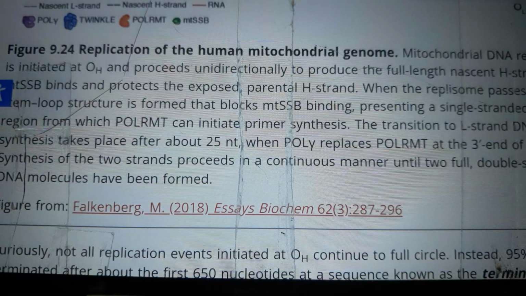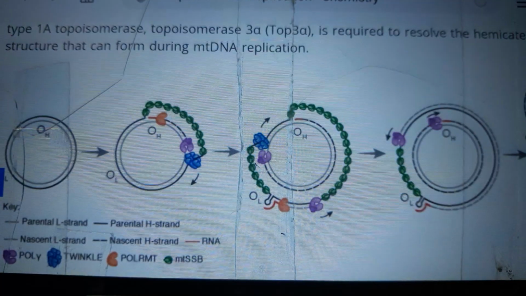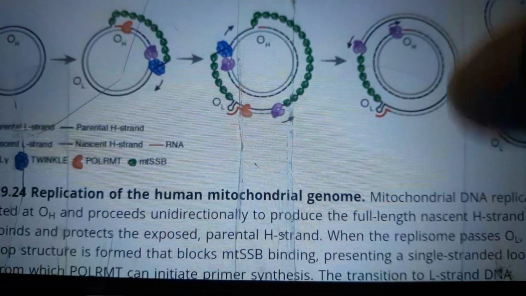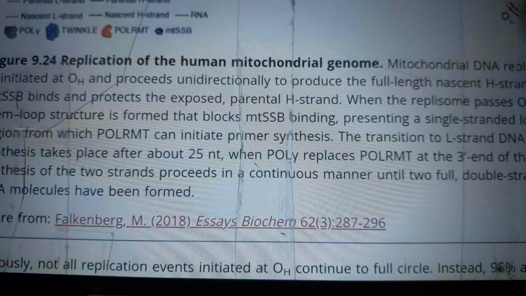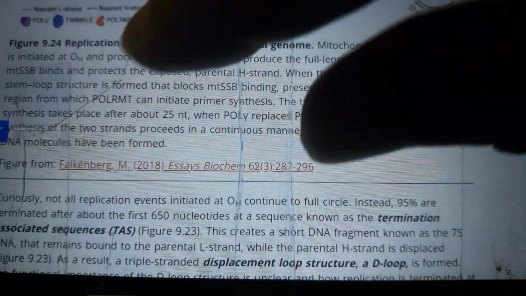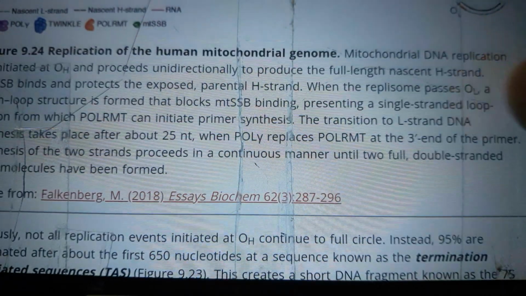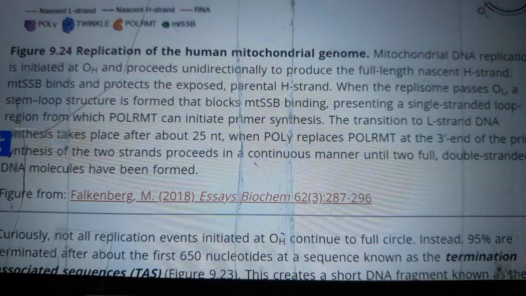Please take screenshots as we keep proceeding. I'll just bring it down again for you, just in case you need a screenshot there. And let me move it up so you can get a good picture of the whole thing. And now we're going to the explanation on that: replication of the human mitochondrial genome.